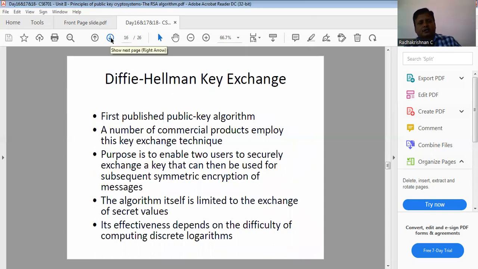Next, similarly, public key cryptography and Diffie-Hellman key exchange will be discussed in the next video. So thank you, students. Today we discussed the public key cryptographic concept of implementing the RSA algorithm, and its attacks and properties.